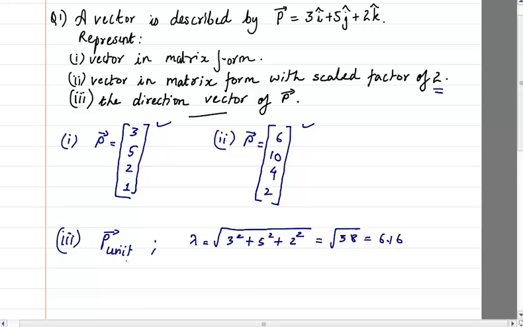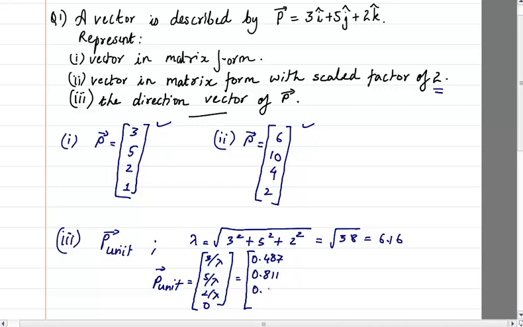So how do we find out the vector p unit? The vector p unit is found out by dividing each of these values by the magnitude. So I will get 3 divided by lambda, then 5 divided by lambda, and then 2 divided by lambda, and finally the scaling factor for unit vector is 0. So together, totally I will get the answer as 0.487, 0.811, 0.324 with a scaling factor of 0.